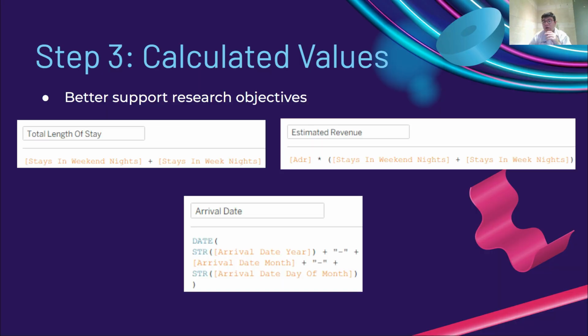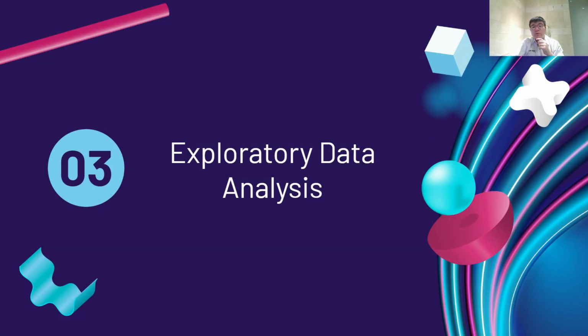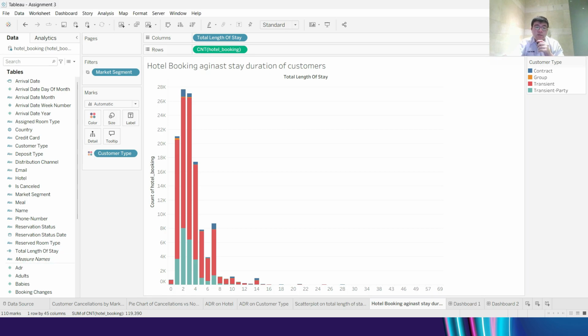Additionally, arrival date was created from combining fields within the dataset since there's not a proper date for the arrival of customers. Next, I'll be moving on to the exploratory data analysis of my dataset. In total, I've done 6 visualizations, 2 for each research question.